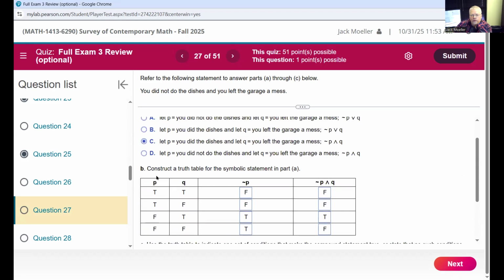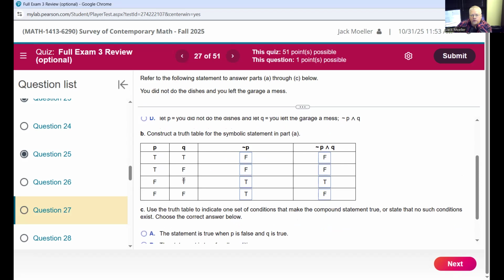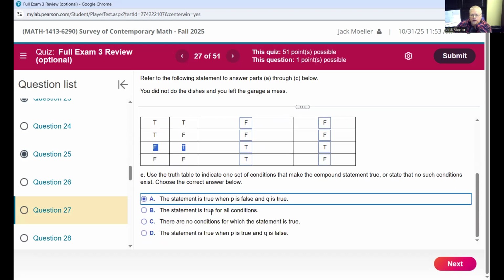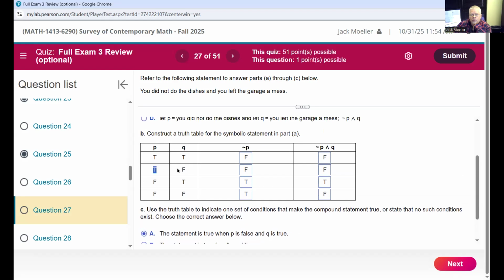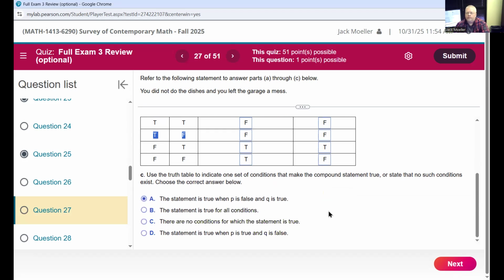Well, if P is false and Q is true, then we got true. So they're kind of skipping the negation and they're going back to the original ones. So they're saying that right there. P is false, Q is true, we got true. So it looks like an A to me. Now, the statement is true for all conditions. Clearly, it's not true for all conditions because we have several false, so it can't be B. There are no conditions where it's true. Again, that's not it because we have that row that's true. Statement is true when P is true and Q is false. Well, when P is true and Q is false, we get a false. So A is the only answer.